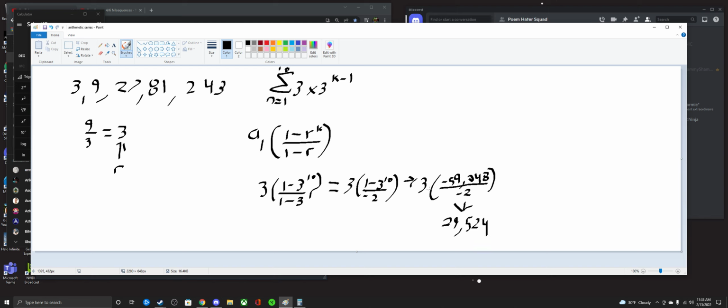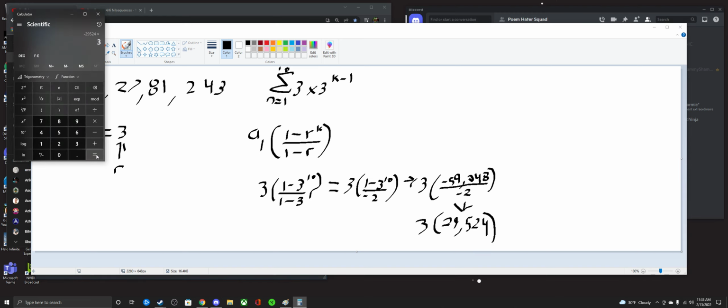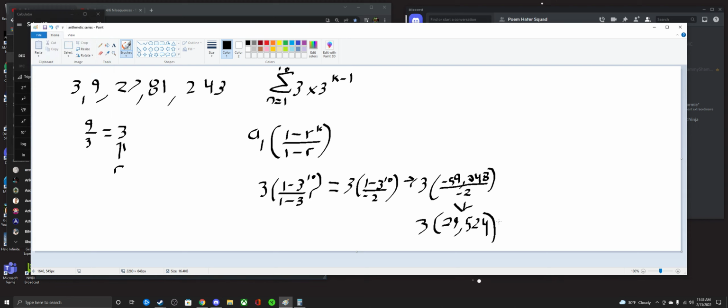Now from here, now that we've solved out the parentheses, we can just multiply this by 3. So times 3. That gets us 88,572. Remember, just keep things positive, because it wouldn't make sense for this series to be negative. So now we have our sum for the finite arithmetic series, or sorry, geometric. So that's our sum here, and we would use this equation here to find the sum of it.